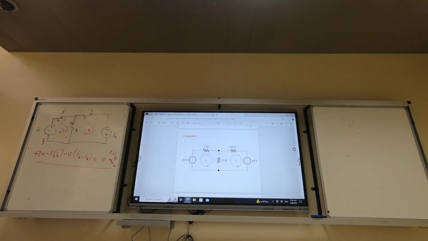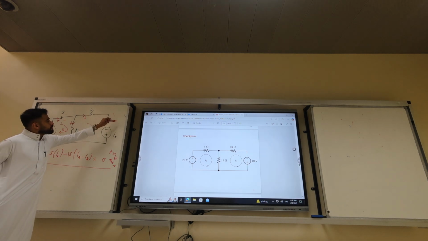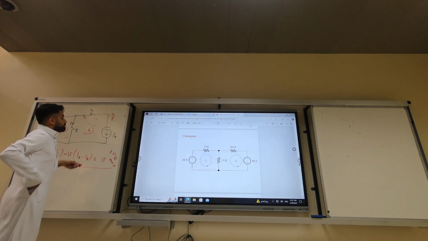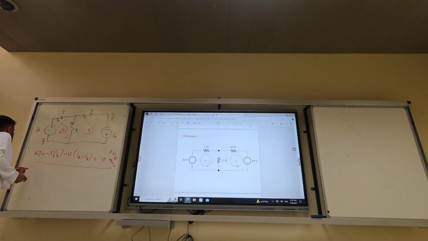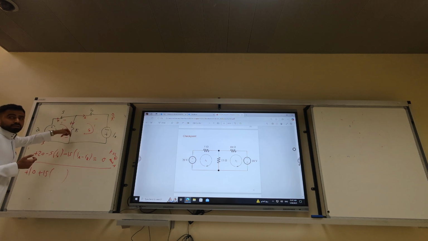Who wants to be the second KVL guy? From the current source. Wait, no, there is no current source. Where is the current? Top or bottom? Top. Okay, voltage rise, voltage drop. Voltage rise, so plus 10. Voltage rise also, plus 15. What's the current?